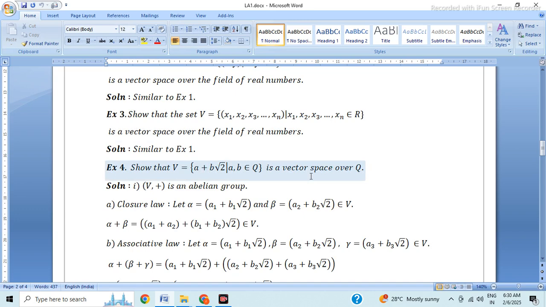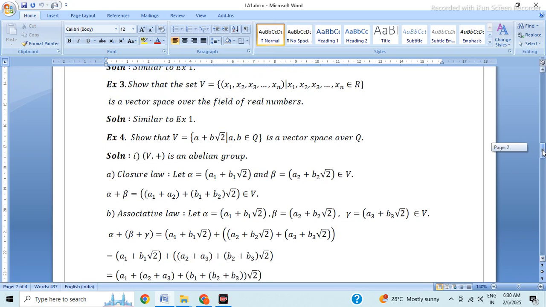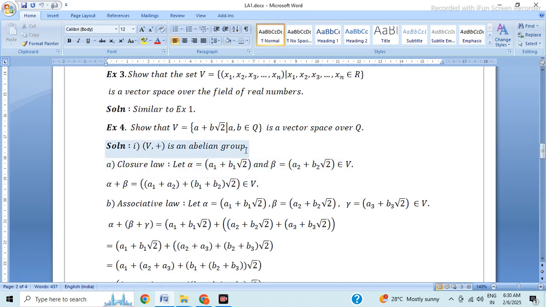Only one thing you should remember, the definition of a vector space. Then how is it defined? Show that V equal to the set of all a plus b root 2, a and b belong to Q, is a vector space over Q. Here the elements a and b belong to Q. Our field is Q. Q means the set of rational numbers. Then just see the form of the elements. Only that you should remember. Here, how is it defined? The element is of the form a plus b root 2.